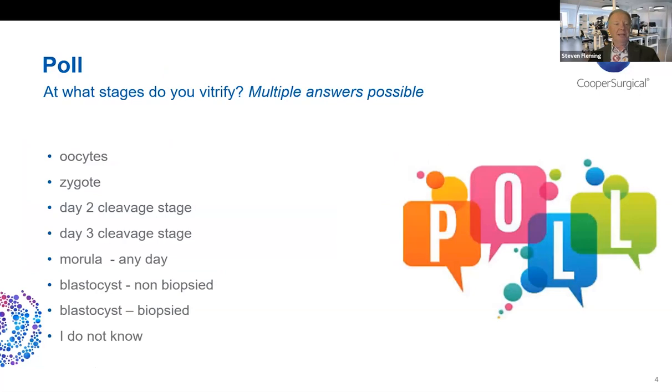So our first poll: just curious to know, at what stages do you vitrify? You may vitrify at more than just one of these stages. So many people, it'll be oocytes and blastocysts, but we're just interested to know what stages you vitrify at.